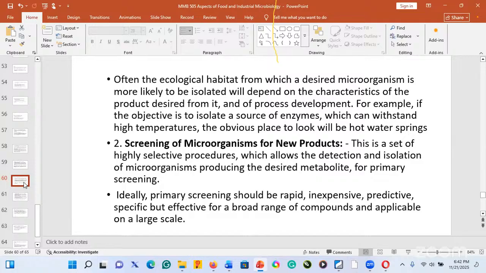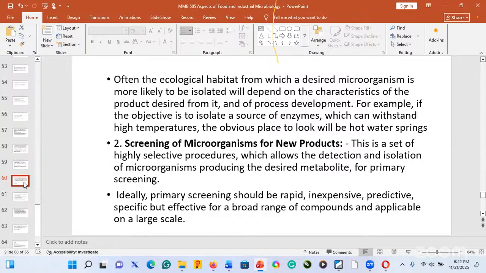Secondly, the organism must be screened. We call it screening of microorganisms for new products. This is a set of selective procedures that allow for detection and isolation of an organism that is able to produce the desired metabolite. I mean, what you want to get, you screen for it in that organism.